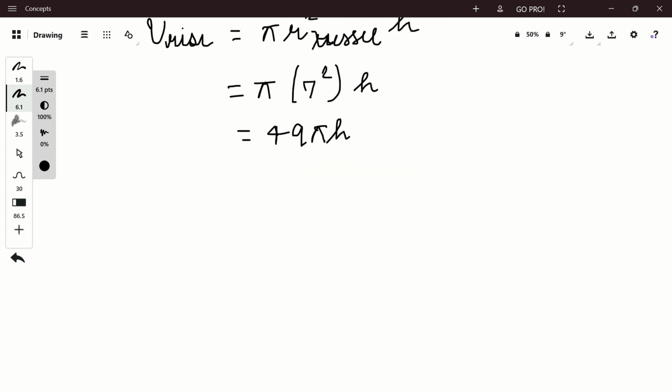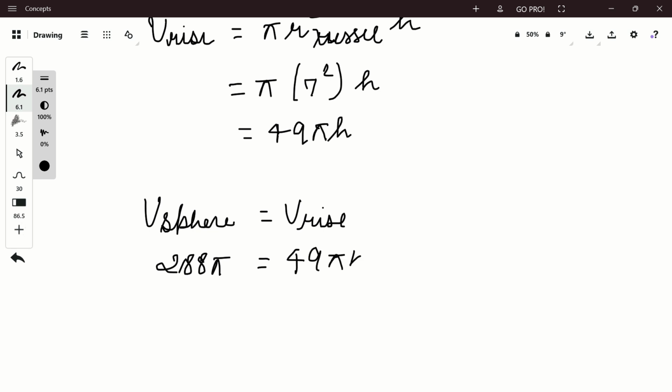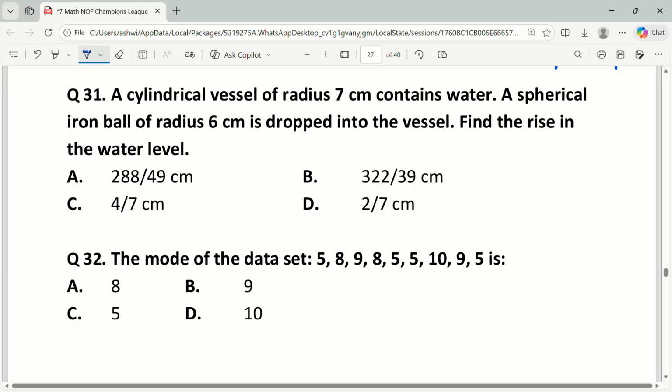Equating the volume and solving for the height, we have V sphere is equal to V rise, which is equal to 288 pi equal to 49 pi h. Solving for h, we have 288 pi upon 49 pi, which is equal to 288 upon 49. Comparing with the given options, the answer is A.